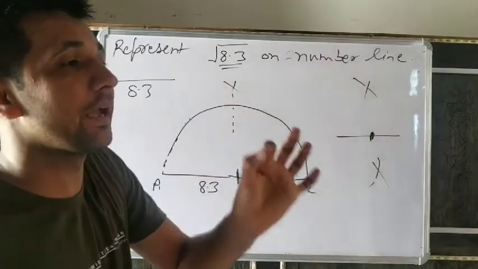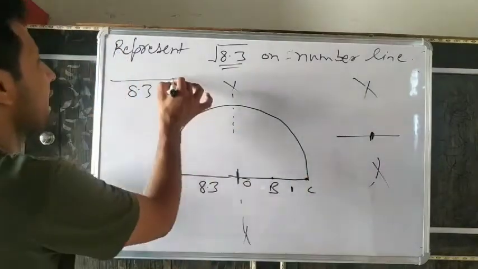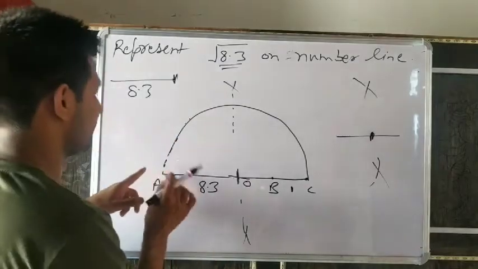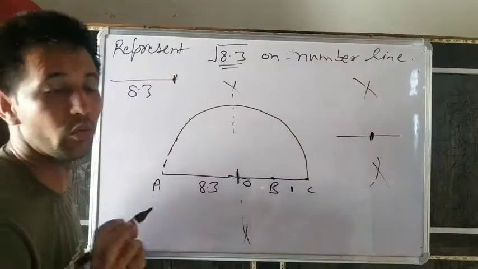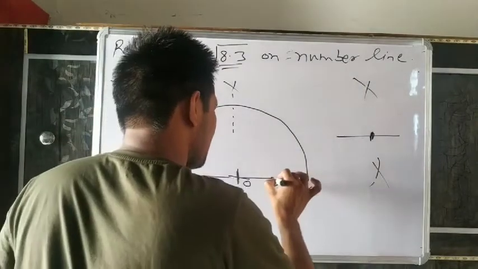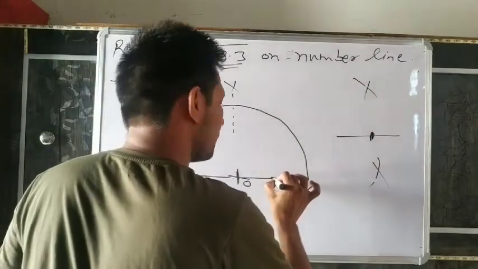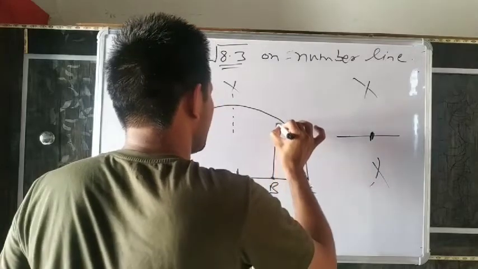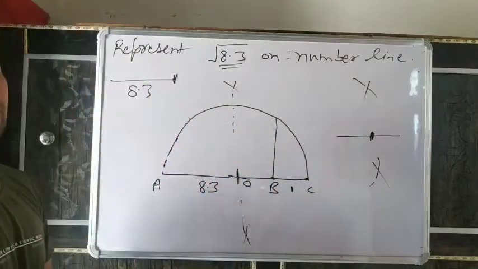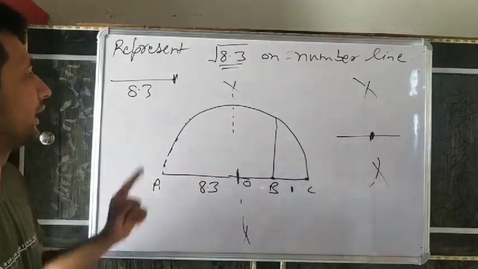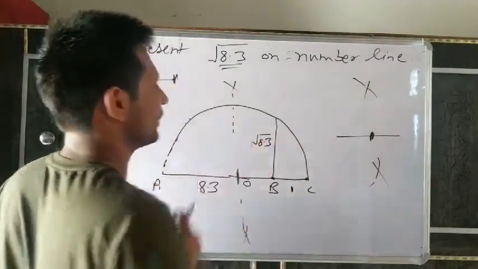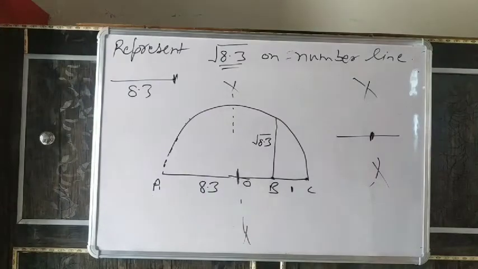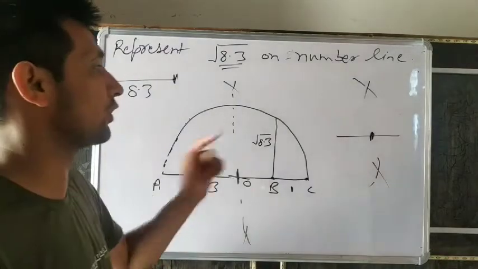So what line do we take in the starting? We will make a 90 degree at the end point. What is the end point? A, B. And we will make 90 degree here. You can make 90 degree by protractor or compass also. It is 90 degree. And where it is cut, it becomes root 8.3.